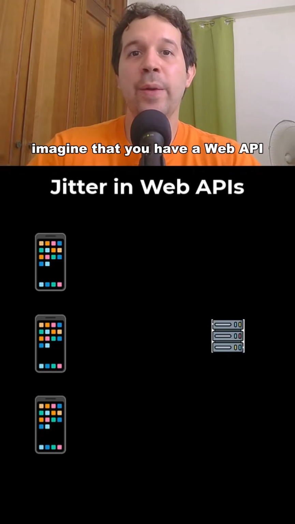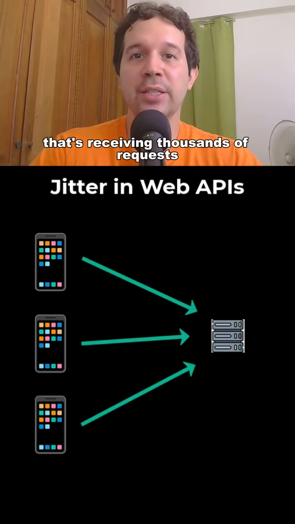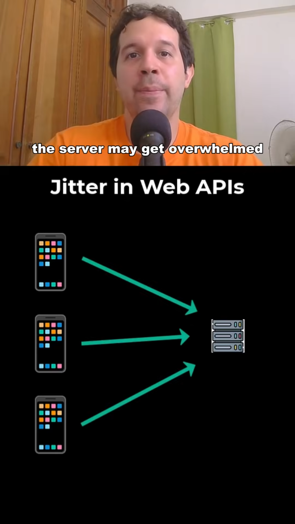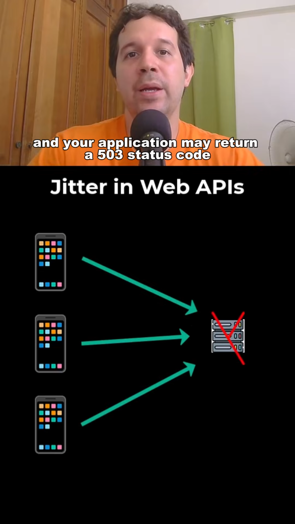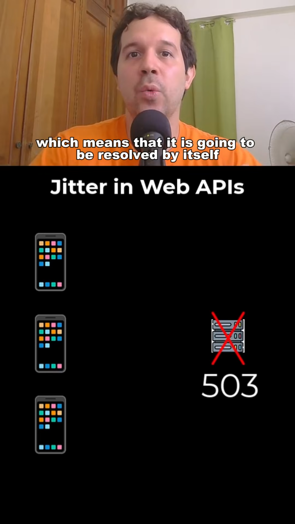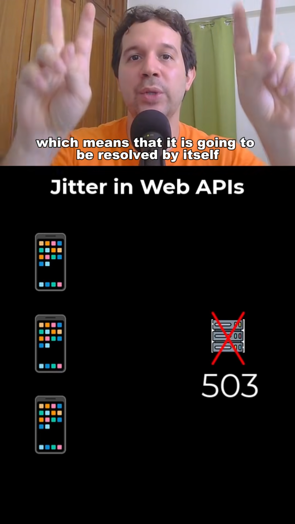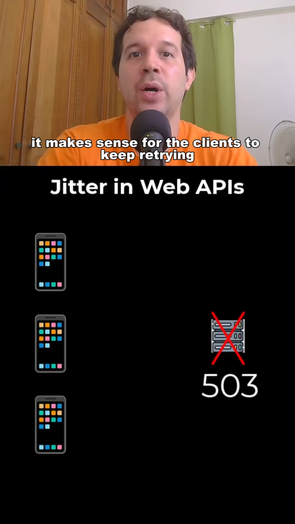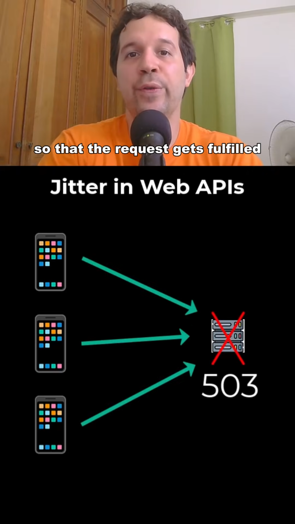Imagine that you have a web API that's receiving thousands of requests. Now, at some point in the future, the server may get overwhelmed and your application may return a 503 status code, service unavailable. Now, this is a transient error, which means that it is going to be resolved by itself. Therefore, it makes sense for the clients to keep retrying so that the request gets fulfilled.